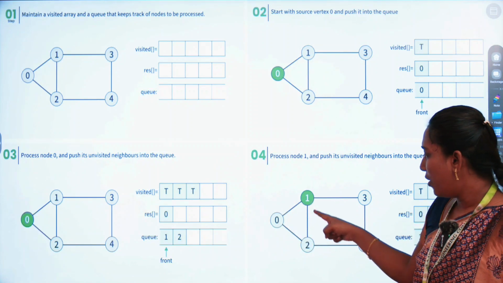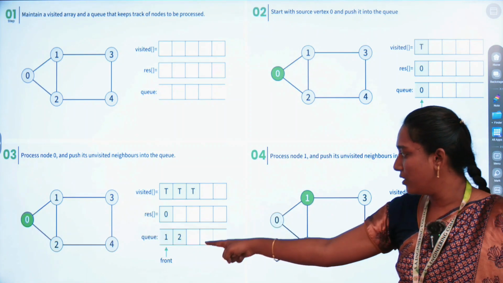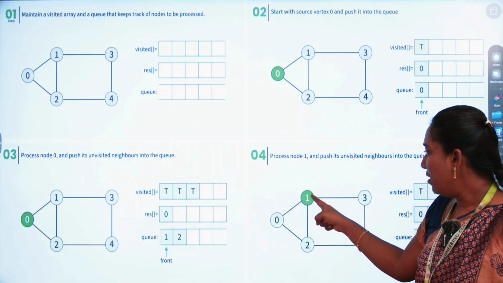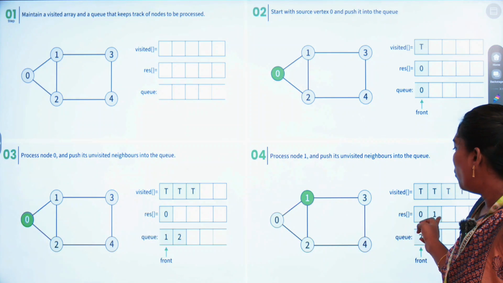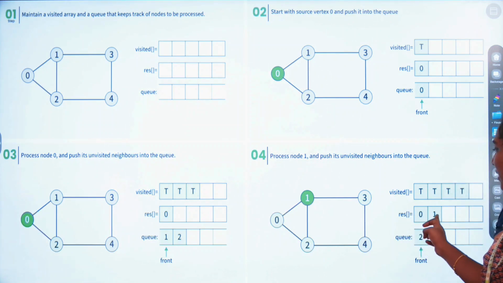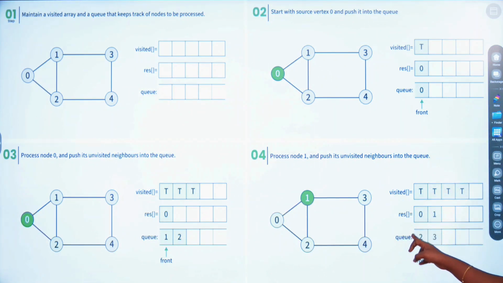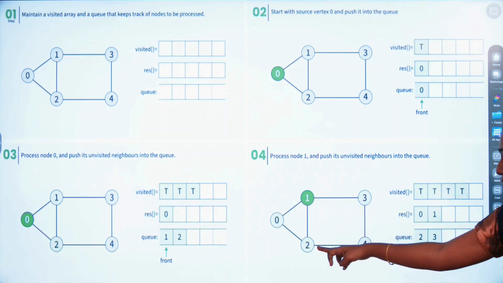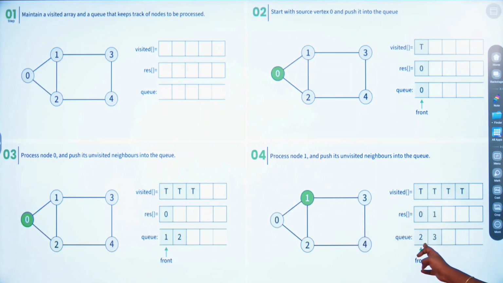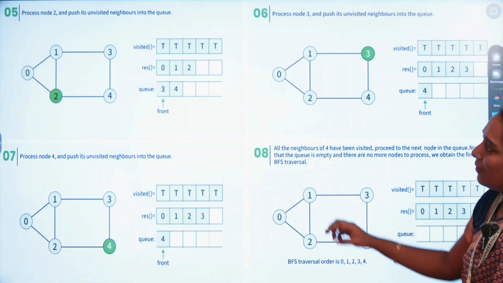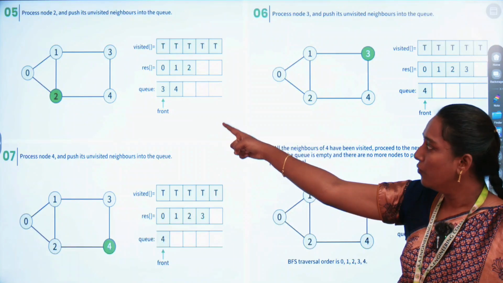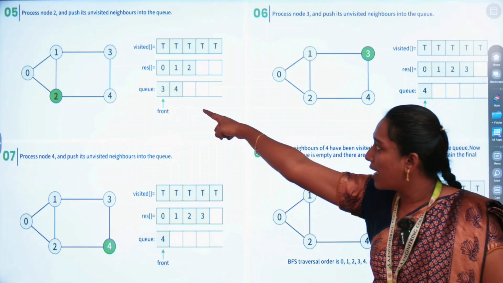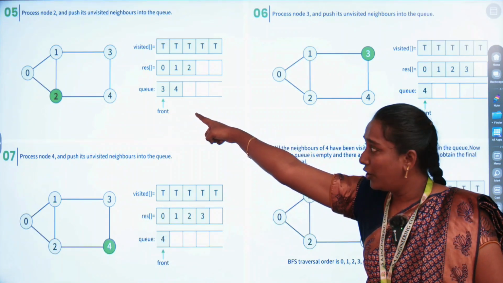From 0, 1 and 2 have been explored. Now again take the first one, that is 1. From 1 the node explores to 3. Here node 1 has been visited and stored in the RES. Now in Q what will be there? The nodes 2 and 3. The next node will be 2. Now node 2 explores 4. So now 4 has been enqueued.